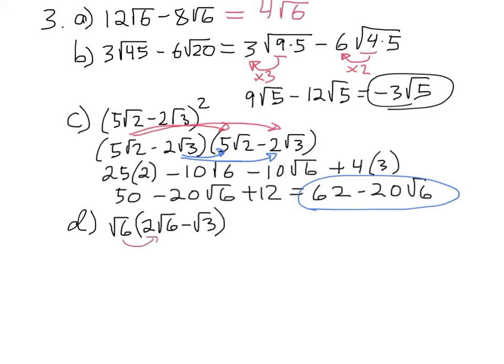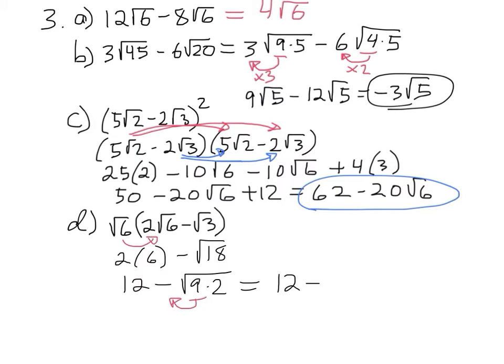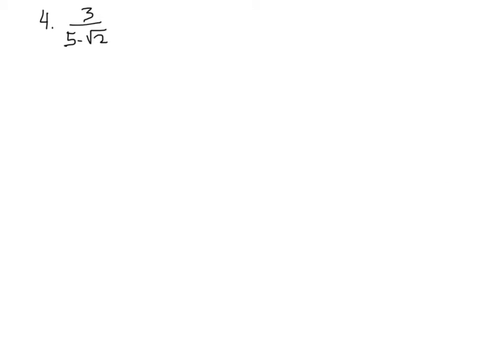Part D, we're just going to distribute. So we take root 6 times 2 root 6. We get 2 root 6 times 6. It's just going to be 6. And then minus root 18. So this is 12. Second term I can simplify because I can make that 9 times 2. And I end up then with 12 minus this 9 comes out and it becomes a 3 root 2. And that's that answer.